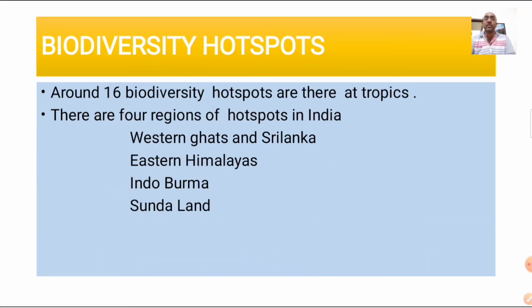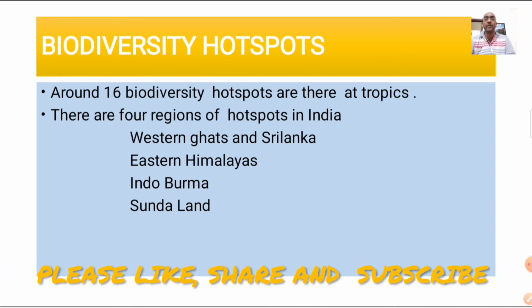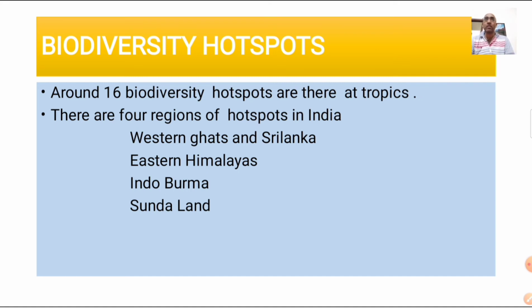So let us consider what the biodiversity hotspots in India are. You know that in a world context, the diversity is maximum in the tropics, and if you find out the 36 biodiversity hotspots in the world, around 16 are found exclusively in the tropics. Now, as far as India is concerned, there are 4 regions of hotspots in India. One is Western Ghats and Sri Lanka. Another one is Eastern Himalayas. Then the third one is Indo-Burma, and the last one is Sundaland. Western Ghats, Eastern Himalayas, Indo-Burma, and Sundaland.